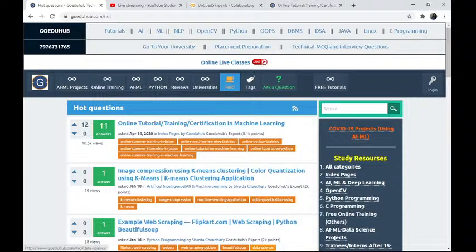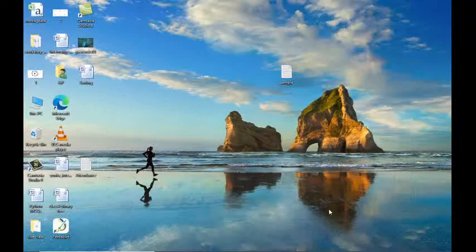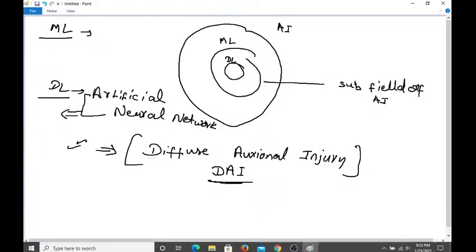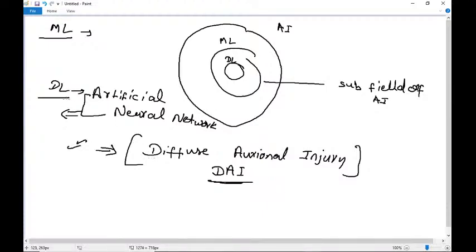So what was I telling you? I diverted from my topic. Yeah, I was telling you about deep learning. I think you got the concept, a basic introduction of deep learning. And AI, you already know, is a simple technique in which we enable a machine to behave like a human being. We want to make a machine work just like a human being.